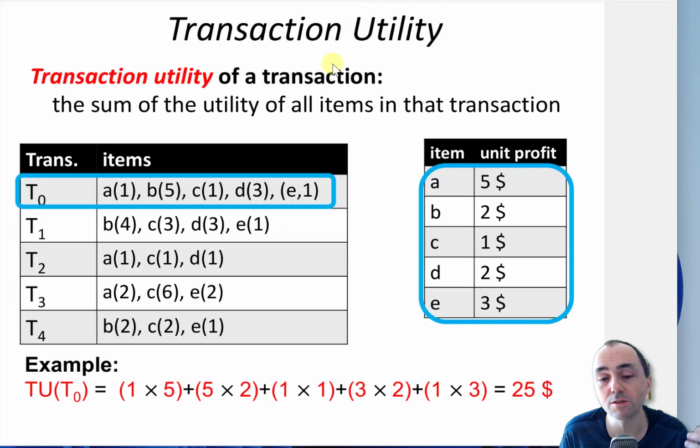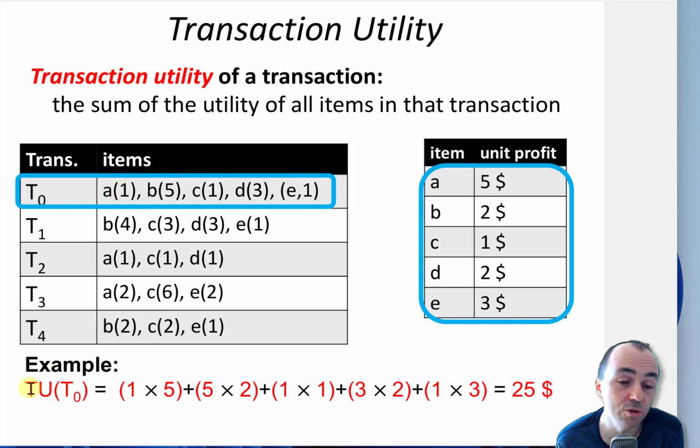So before I explain the TWU, I need to introduce some concepts. What we call the transaction utility. I want to give you the definition. The transaction utility of a transaction will be the sum of all the profit in the transaction, all the utility. So if we have a transaction like T0, I want to find the transaction utility of T0. That means I will take the sum of all the profit in this transaction. If you buy everything, how much money it will make in T0. So it is easy to calculate.